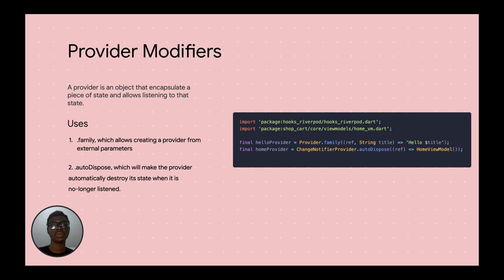The second one is the auto dispose, which is really cool. The auto dispose makes the provider automatically destroy its state when it's no longer in use or no longer being listened to. So what this does is it creates a provider that you could use. Then when you stop reading or listening to it, or when your view changes, it disposes this particular provider, because the state is no longer being listened to.